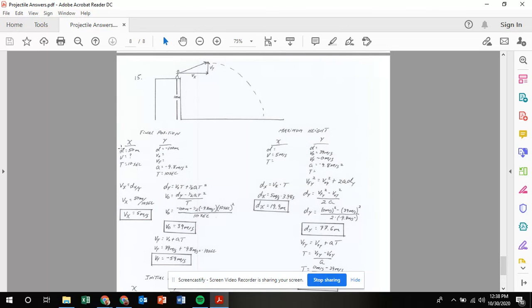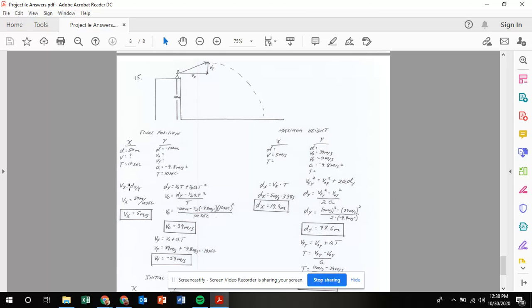We know the final position in the X direction is 50 meters because it's at 50 meters away, and in the Y direction, negative 100 because it lands on the ground 100 meters below. It's said it takes 10 seconds for it to hit the ground, so that's my time in the X and time in the Y, and the acceleration in the Y direction is negative 9.8 meters per second squared. We actually have enough information here in the X and in the Y to solve for the initial velocity and also the final velocity in the Y direction because it does ask for every quantity for all positions mentioned.